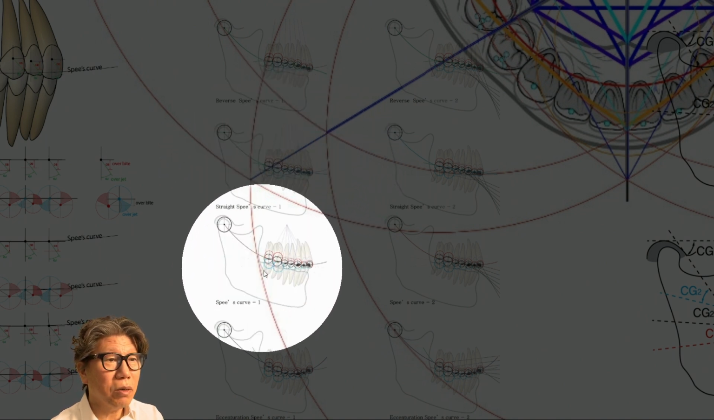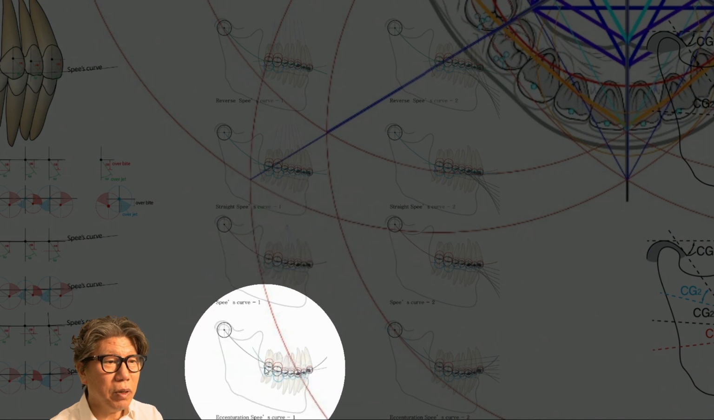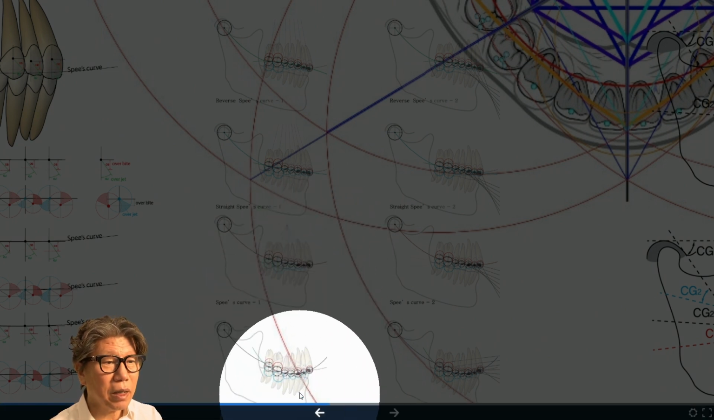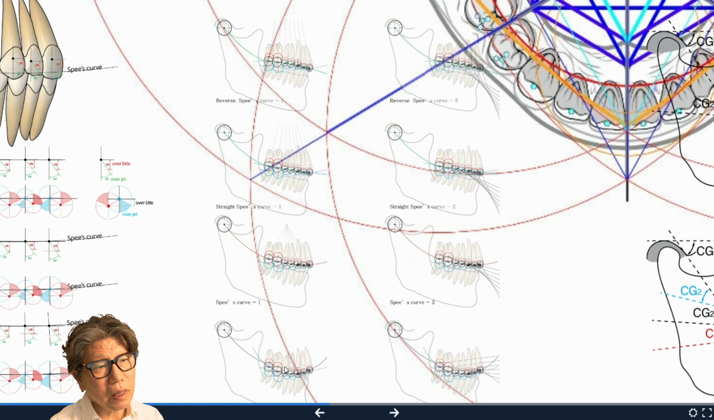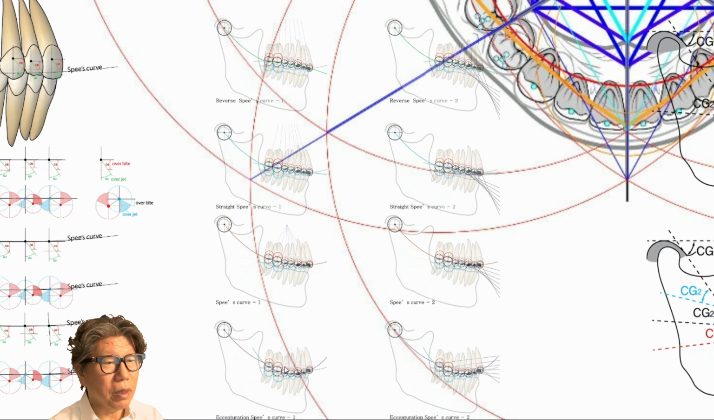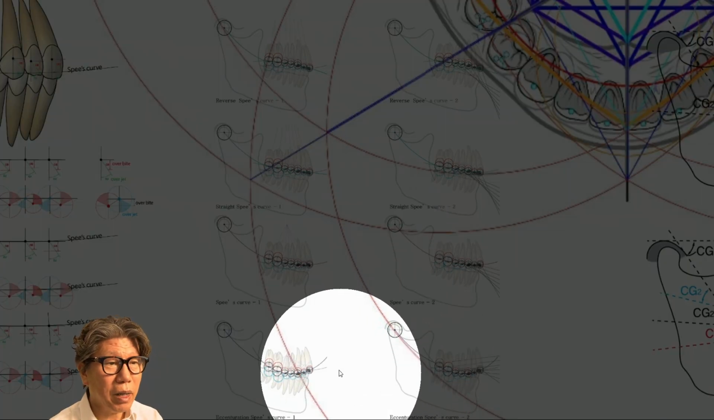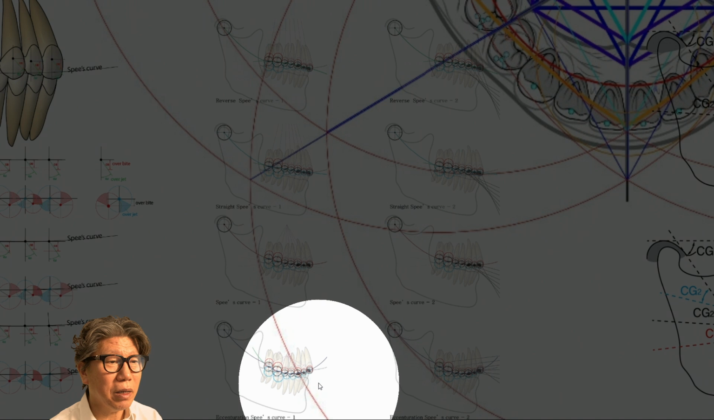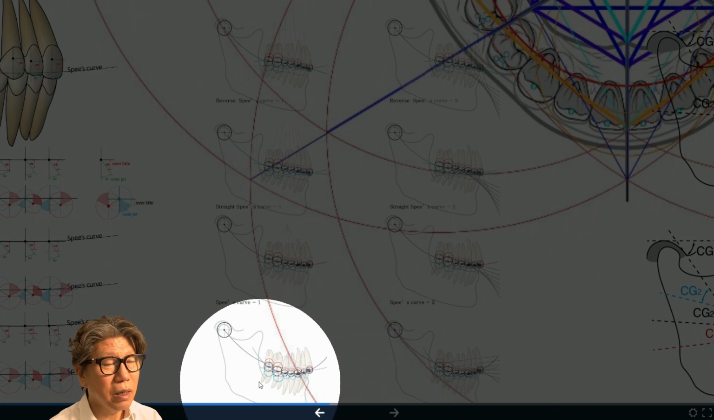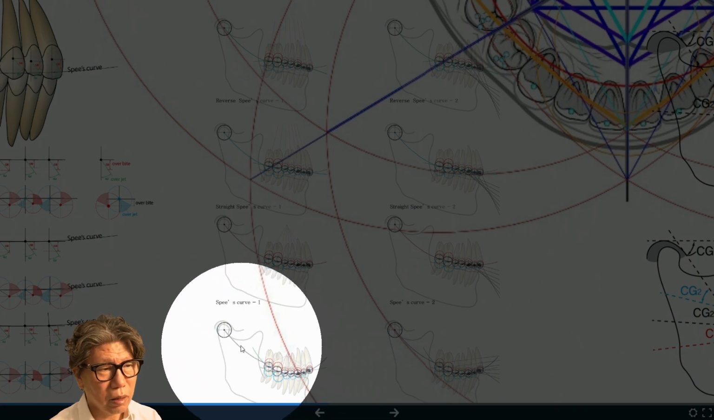Then, I attempted to flatten the curve of Spee. The middle would make more contact. I restored the curve of Spee to normal and then significantly accentuated it. There are quite a few patients with such cases. In such cases, anterior overbite increases significantly and tooth contact occurs in various areas, including group function.